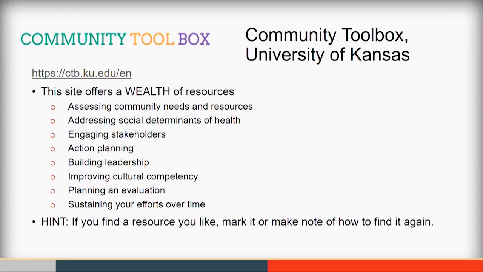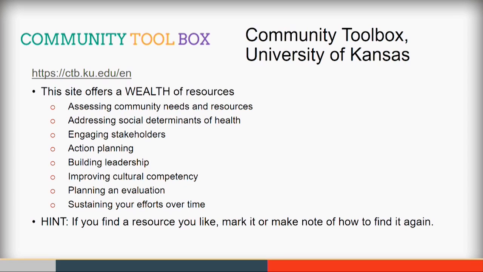And then just before we go to the website, I'm going to show you a community toolbox. Does anybody use this one? This is from the University of Kansas, and there are a ton of resources on here. This one is not so much data, but about how to do things and giving you the tools to do things. So it can help you with needs assessments and resources and how to address social determinants of health, how to engage stakeholders, how to start to get people around the table, action planning, building leadership, improving cultural competency, planning and evaluation, sustaining your efforts over time. So there are a lot of things. So there's some things in here that you might not see typically somewhere else.